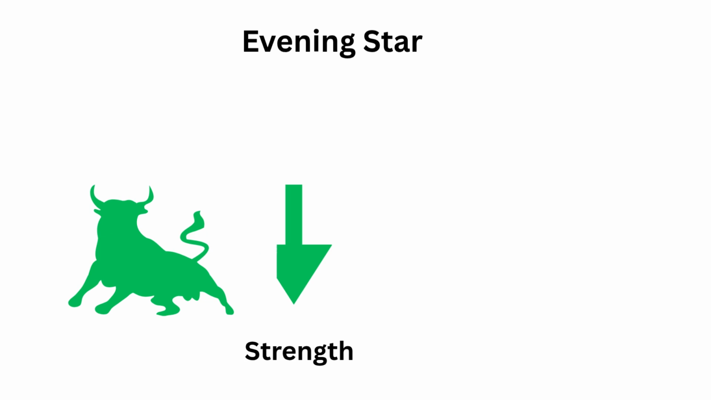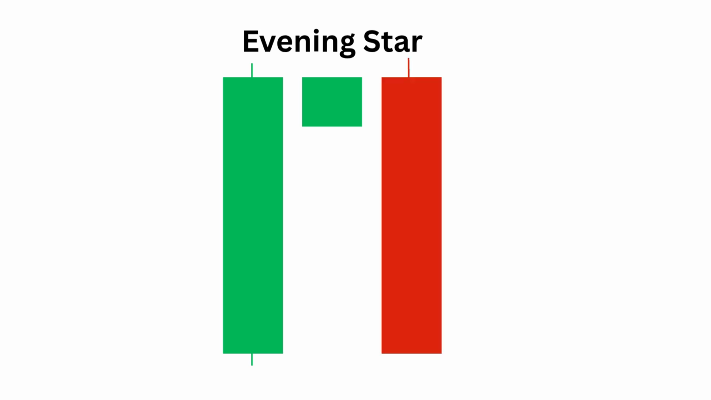Here's how it forms. First candle, a strong bullish green candle, everything looks like it's still going up. Second candle, a small candle either red or green, showing indecision. Momentum is slowing down, and neither buyers nor sellers are fully in control. Third candle, a strong bearish red candle that closes deep into the body of the first candle.